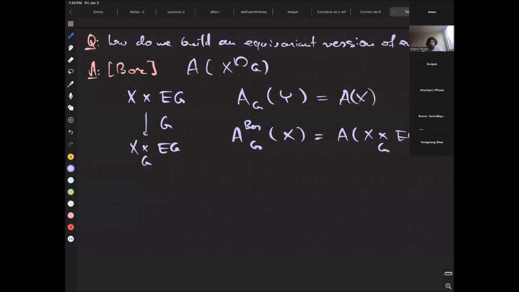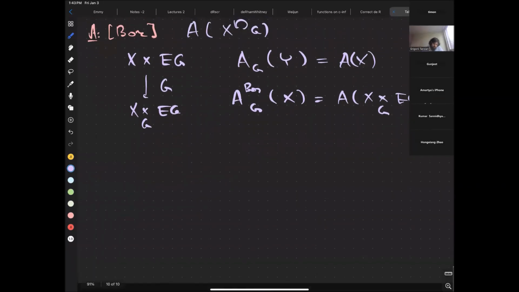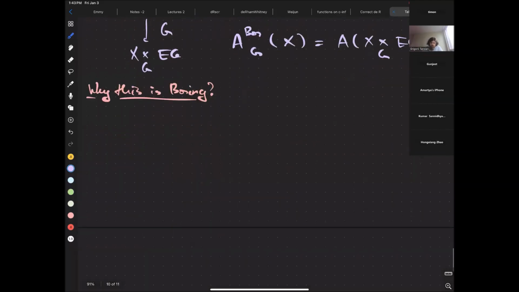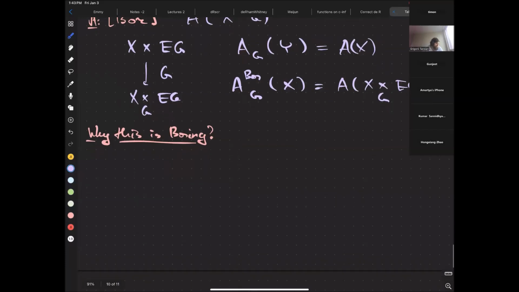And why is this not so great? Why is this boring? The answer is that maybe you want your equivariant cohomology theory to correspond to some actual equivariant data, like equivariant K theory supposedly should correspond to equivariant bundles. And this is not what you get with Borel cohomology.